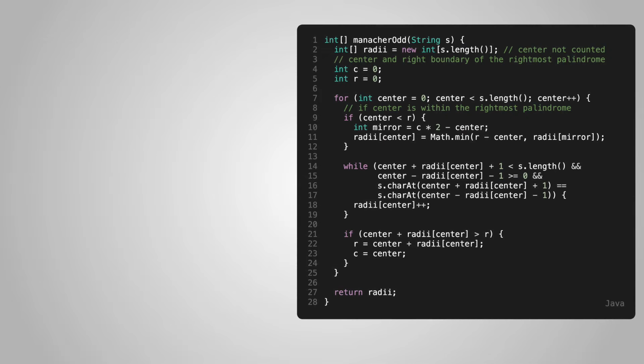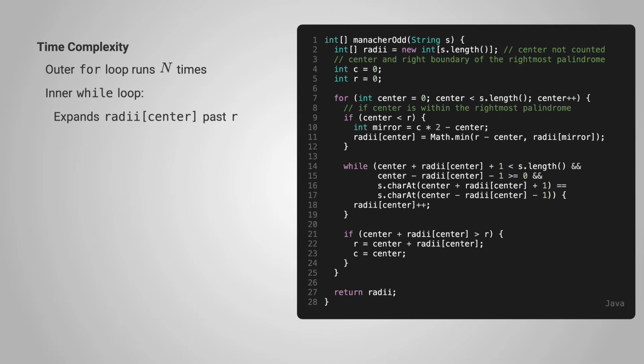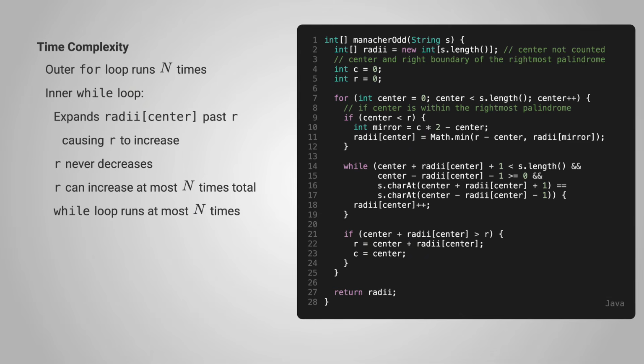Let's analyze the time and space complexity. For time complexity, the main concern is the while loop that expands palindromes. At first glance, it looks like the while loop could run at most n squared times in total. But the key observation is, the while loop runs only for expansions outside R, so every successful expansion increases R by 1. Since R never decreases and can increase at most n times, the total number of expansions across the whole algorithm is at most n. So overall, the algorithm runs in O(n) time.